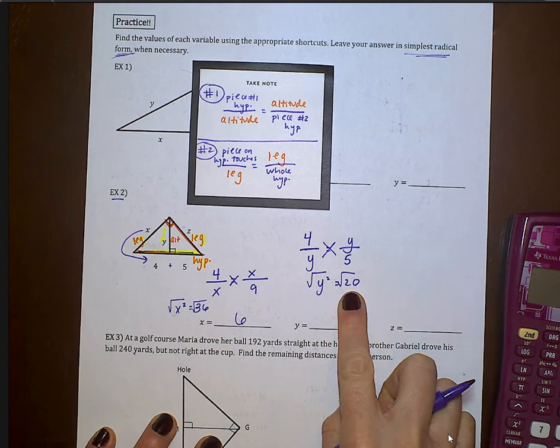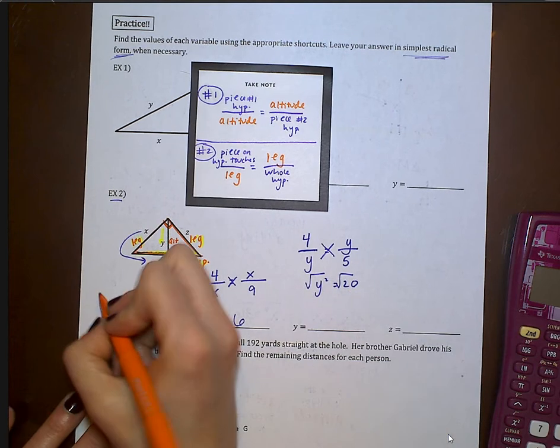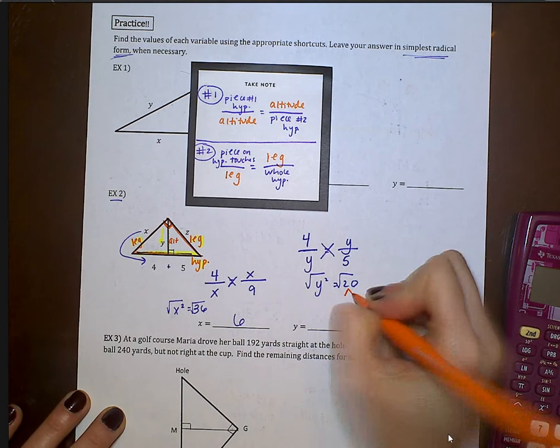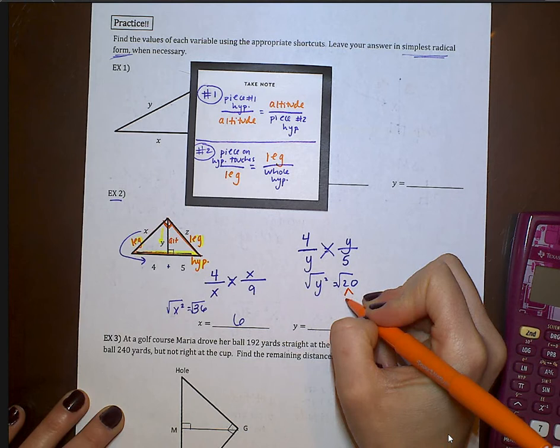Here's where this simplest radical thing comes into play. So radical 20, I'm kind of running out of room. No, I can fit it in here. This is not a perfect square, so you want to do a factor tree. That's what that means.